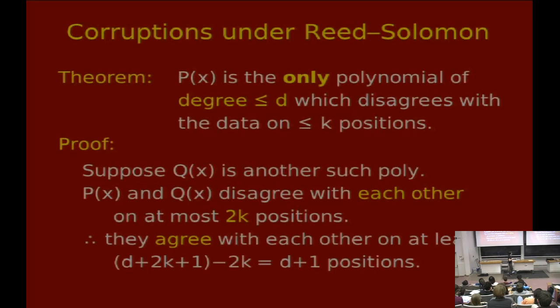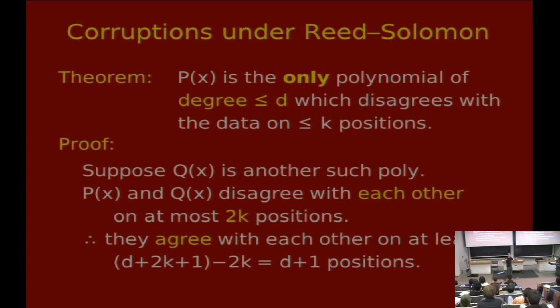Good. So just subtract. We know p of x and q of x disagree on at most 2k values. There's d plus 2k plus 1 total values. That's how many Alice sent. So subtracting, p of x and q of x agree with each other a lot. They agree on at least d plus 1 positions. Okay, so now why are we done?